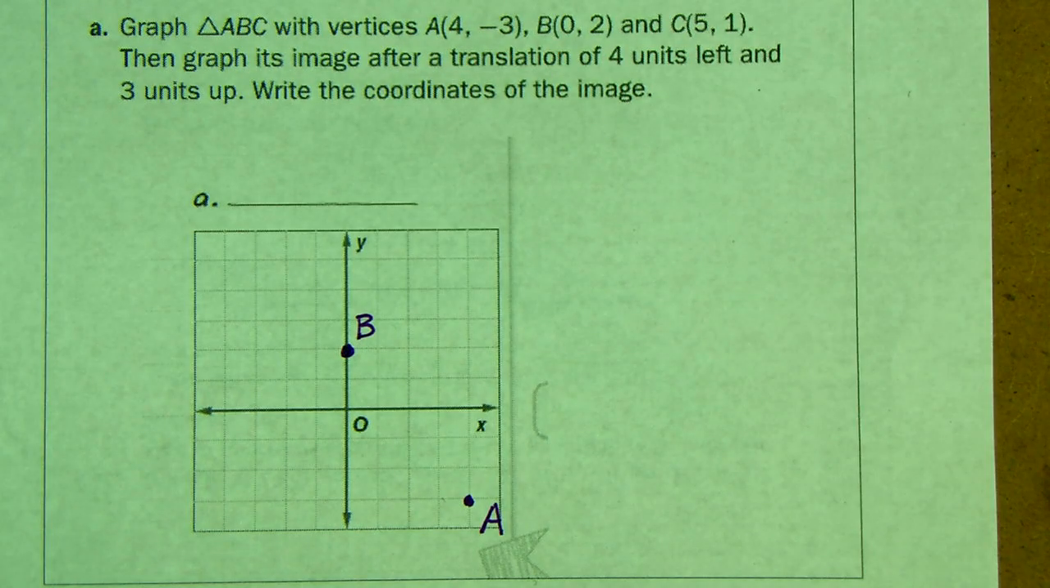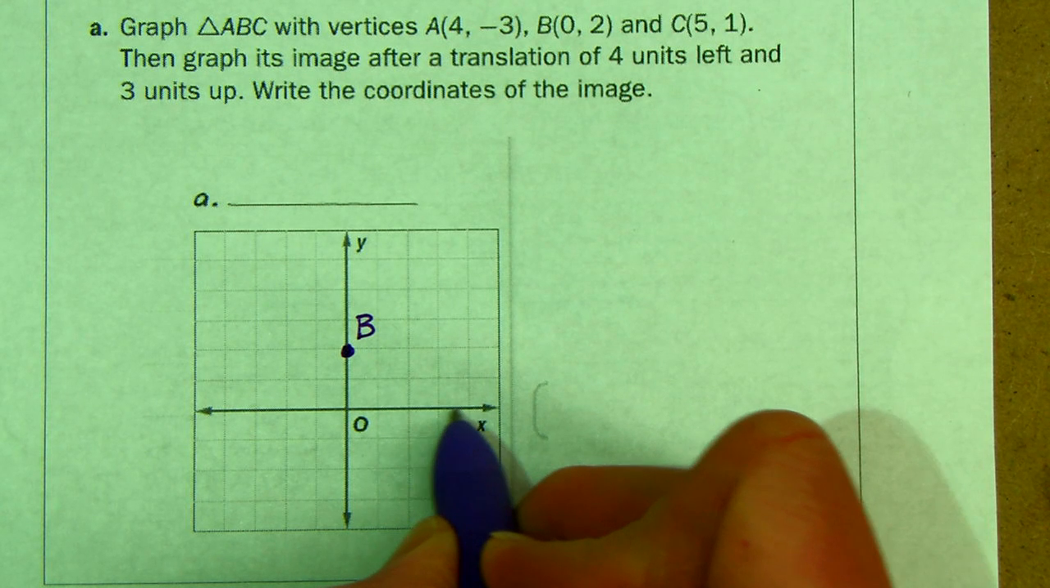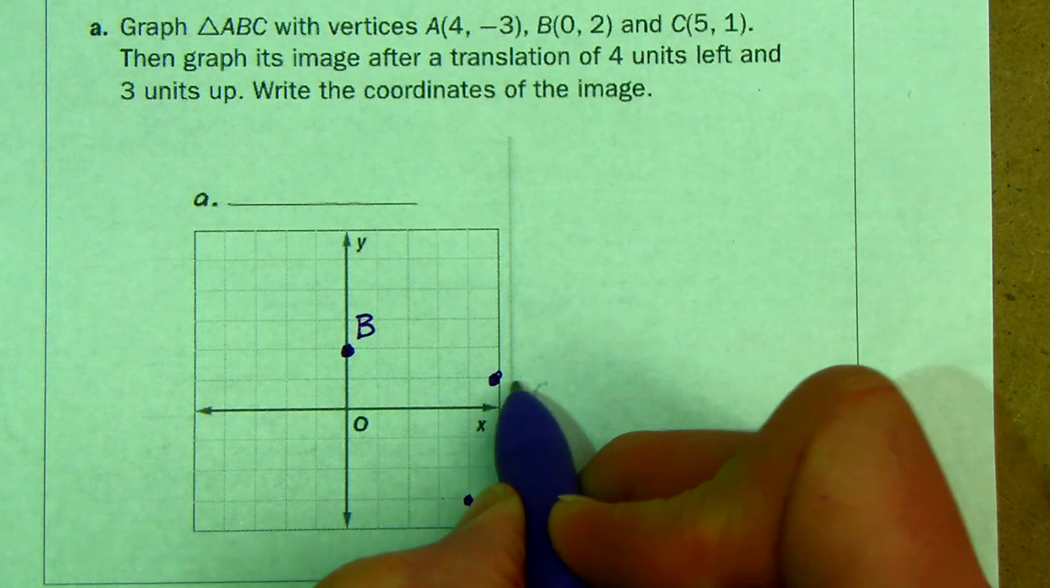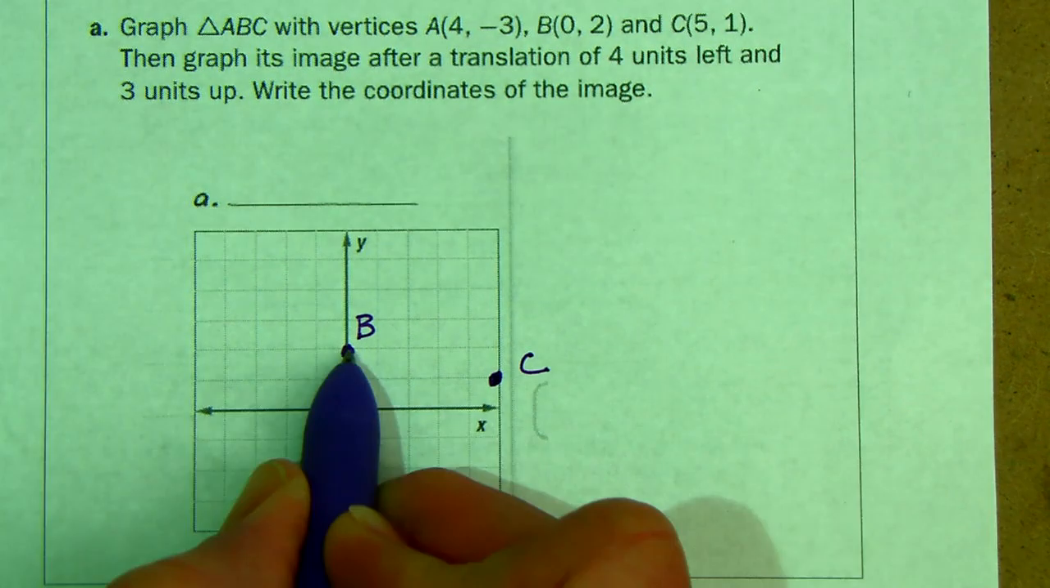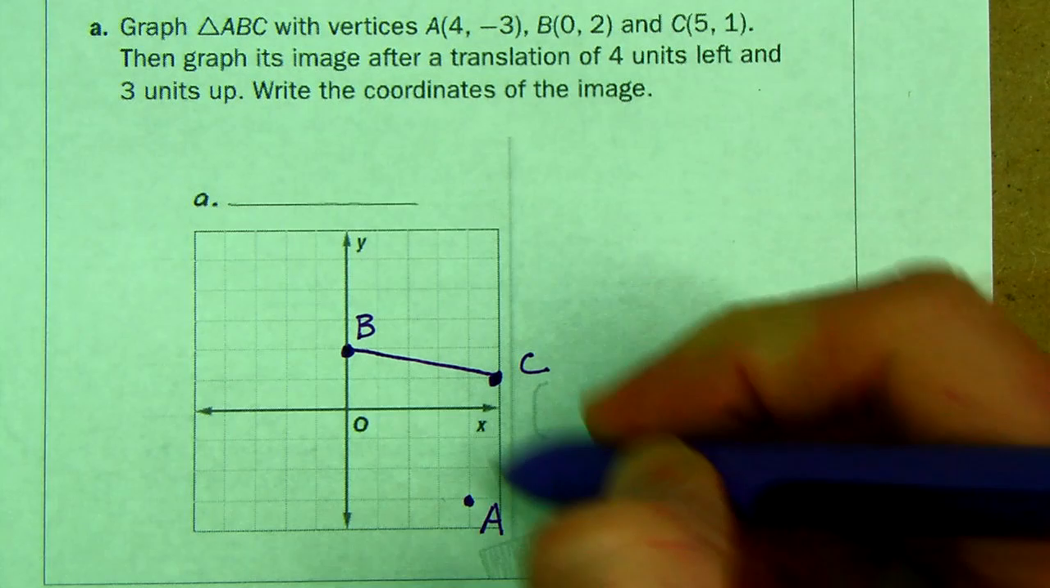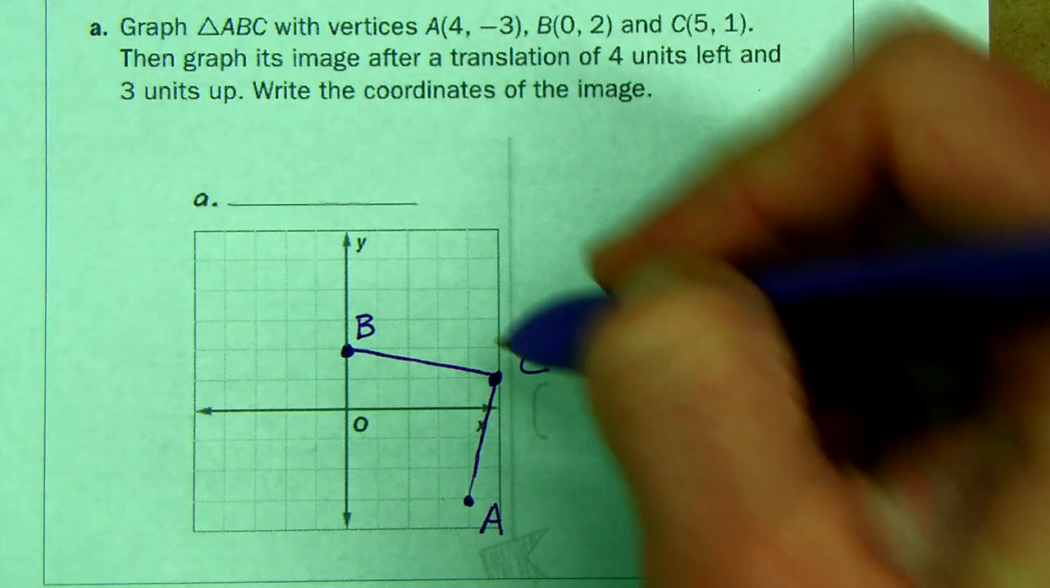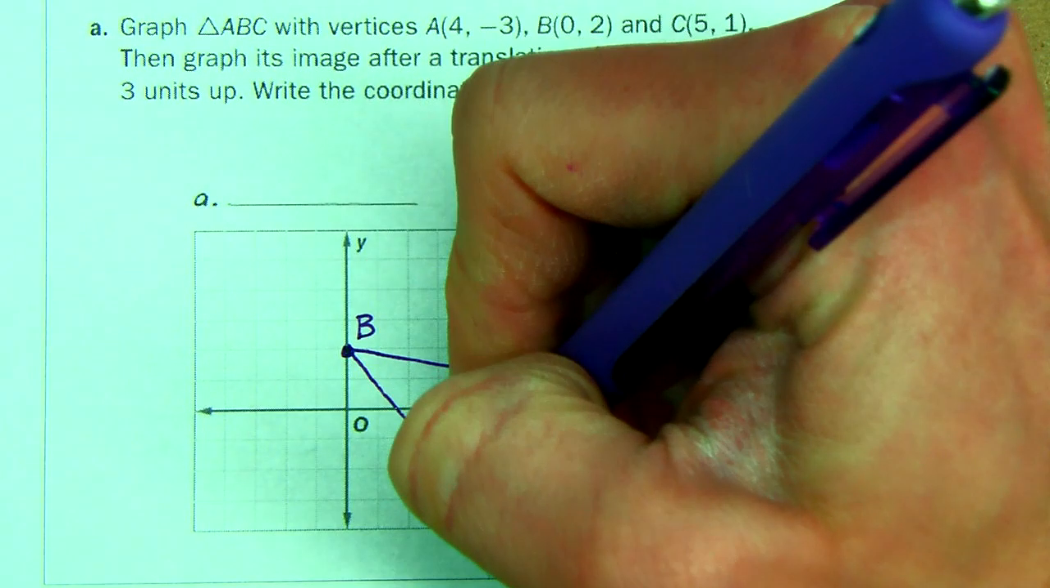There is C. Now, it probably would have been good if I had a straight edge, but I'm just going to do the best that I can. Ooh, that was pretty good, I gotta say. Okay, now translate it 4 left, and 3 up.